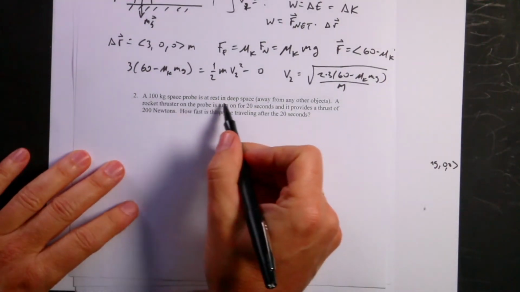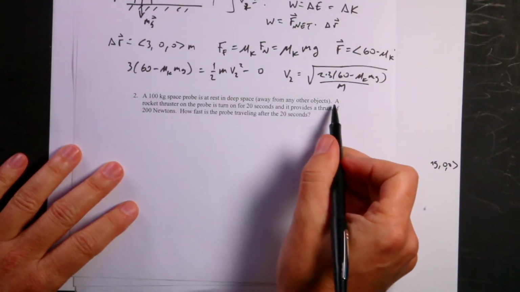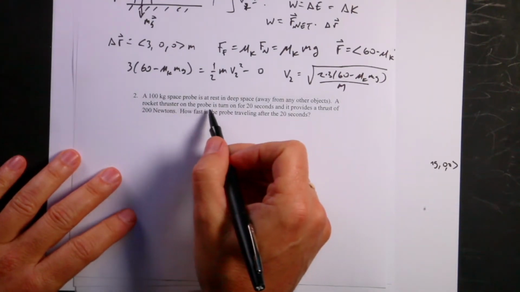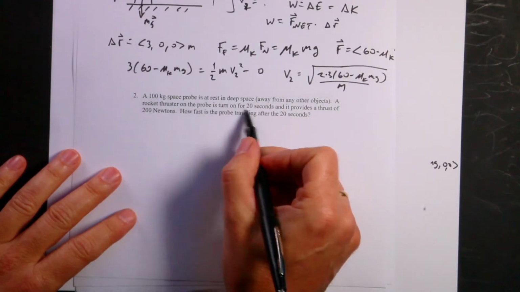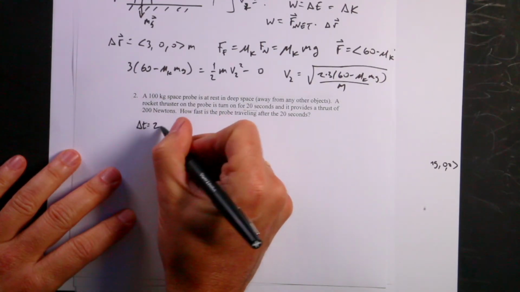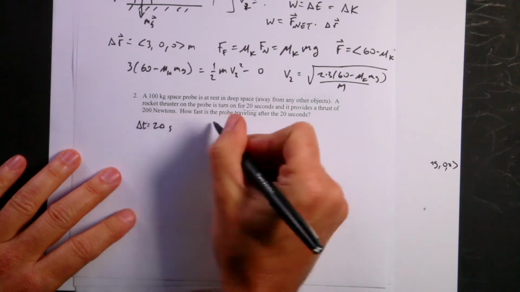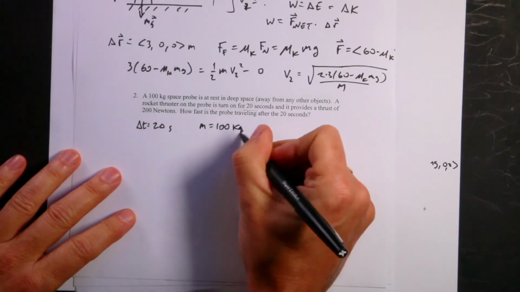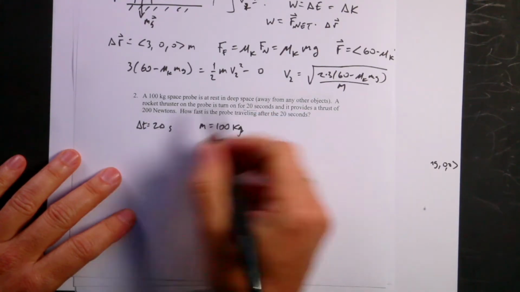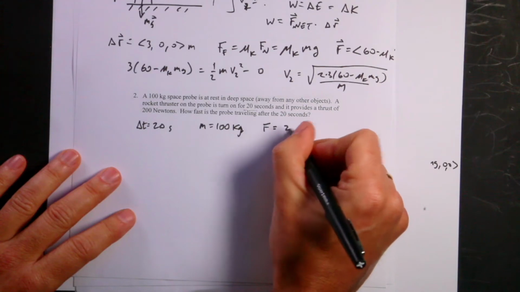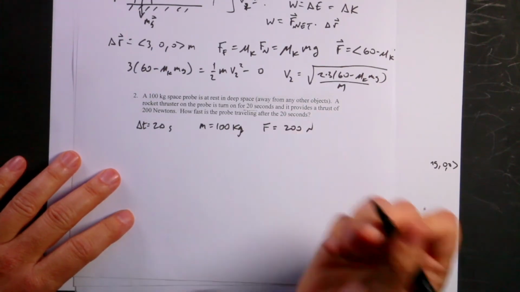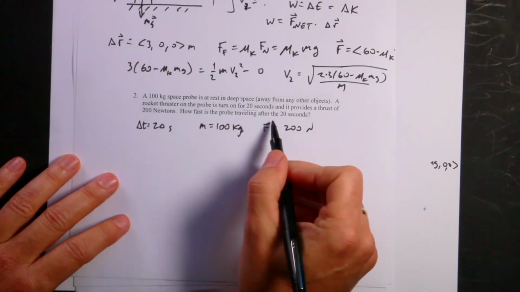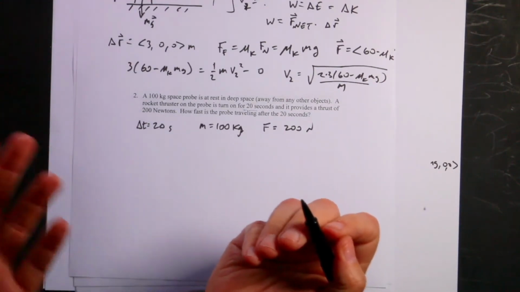A 100 kilogram space probe is at rest in deep space away from any other objects. Okay, so there's no force on it. A rocket thruster on the probe is turned on for 20 seconds, so delta t equals 20 seconds. Let's just write this down. m equals 100 kilograms, and it provides a thrust of F equals 200 newtons. I wrote that as a scalar because I don't know the direction. It just says how fast is the probe after 20 seconds. Okay, this is a pretty easy problem.